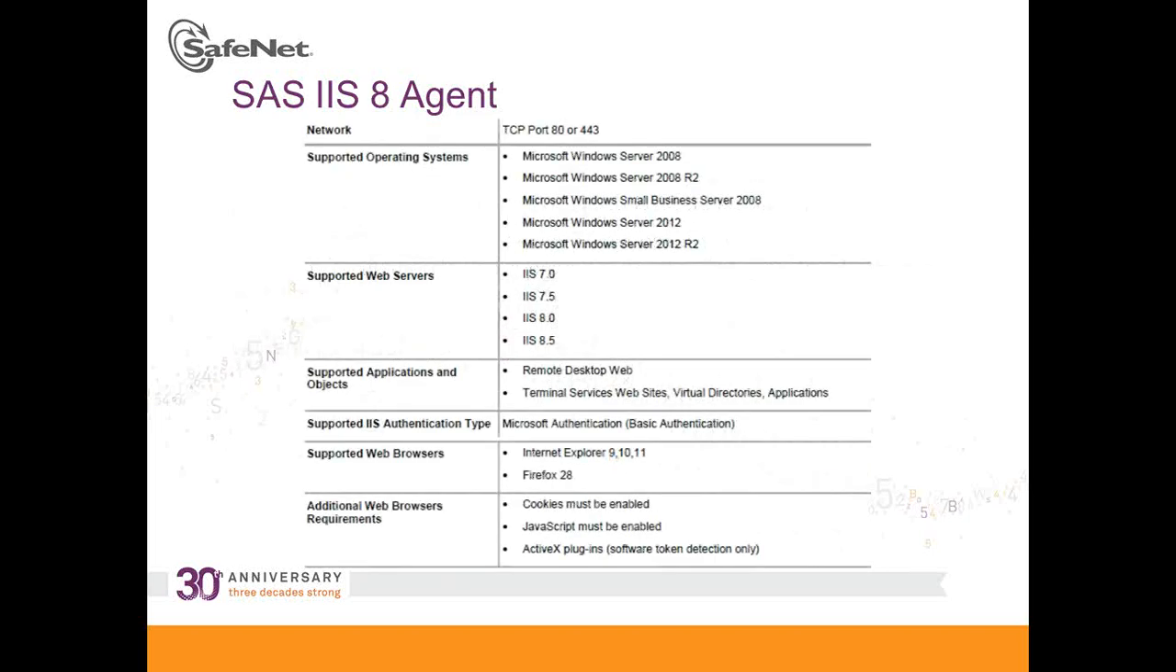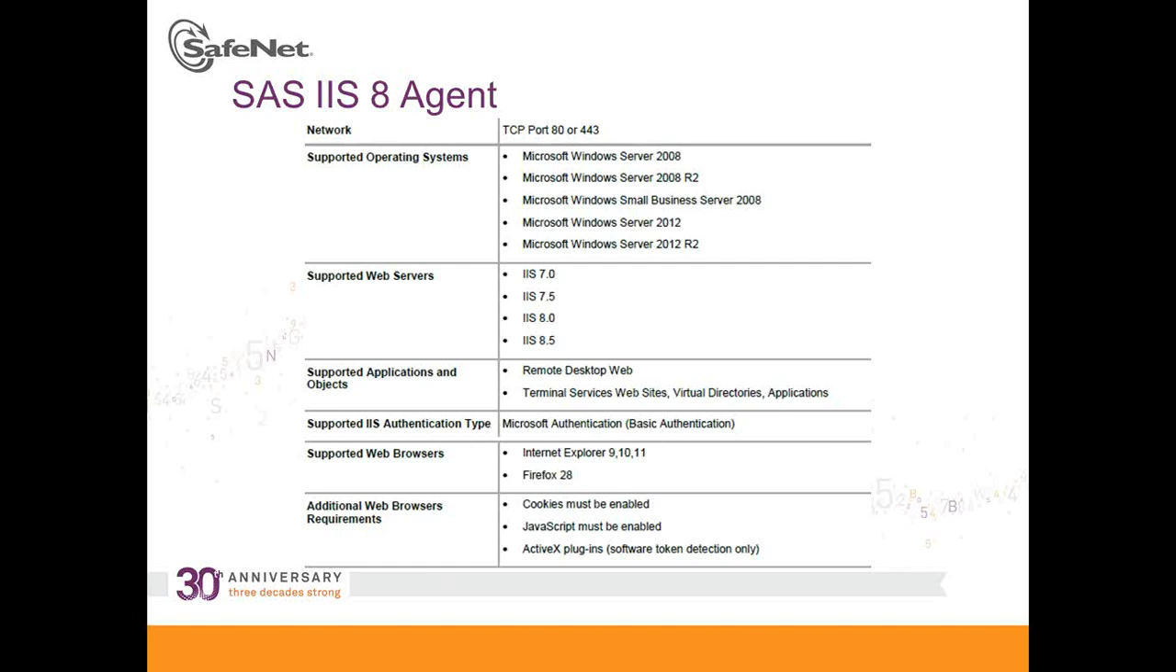So this agent supports port 80 or 443. Again, like all agents for the cloud, they use SSL on 443. We support Windows Server 2008, including R2, Small Business Server 2008, Windows Server 2012, and Windows Server 2012 R2. We support IIS 7, 7.5, 8, 8.5. We support RD Web, TS Web, and virtual directories and applications.